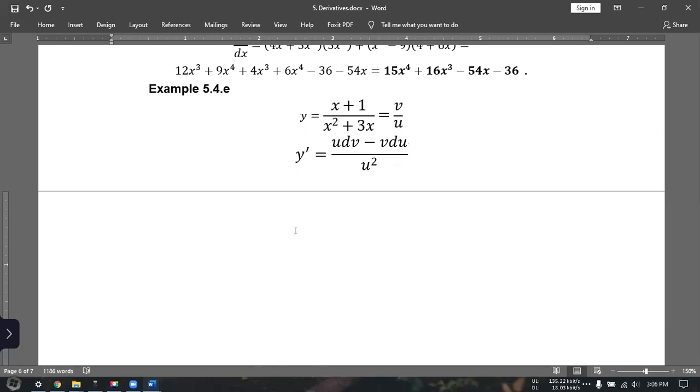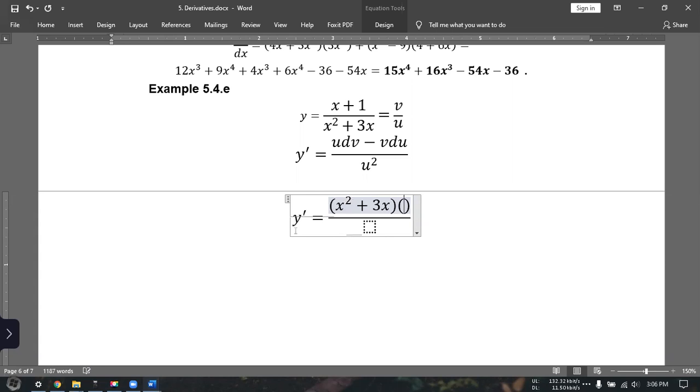Following that rule, y prime, the derivative of y with respect to x, is: let's copy the denominator. Our denominator is x squared plus 3x. Then differentiate the numerator, x plus 1. The derivative of x is 1, and the derivative of 1 is 0.